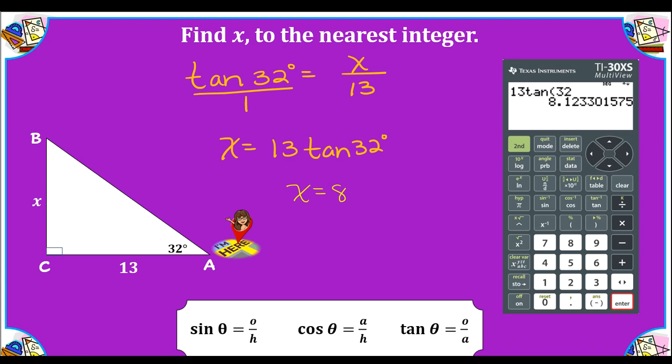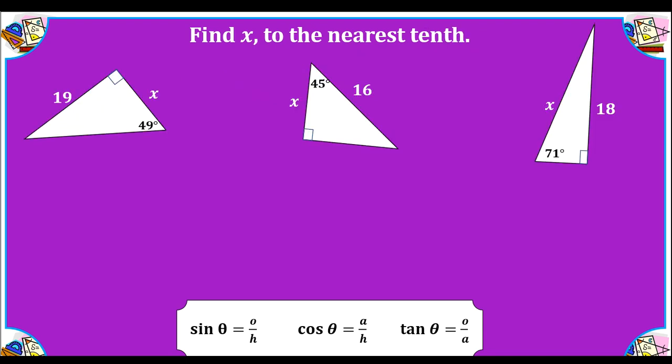Now remember, if it asked you to go on to find the hypotenuse, there's two ways you could do it, or probably more than two, but one way is you could use the trig function. Now that you know the opposite side is 8, you could use sine of 8 over your hypotenuse, or you could use the Pythagorean theorem. Okay, let's look at 3 more.